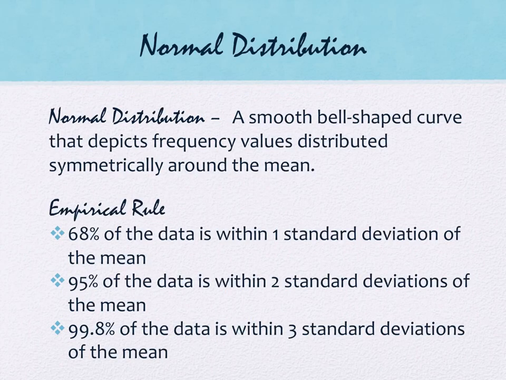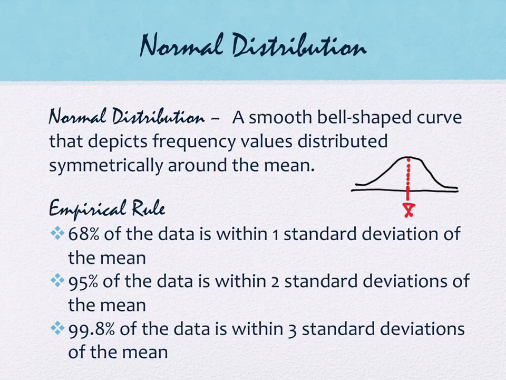All right. So all of this, at least the standard deviation step, is leading up to something called the normal distribution. The normal distribution is what you've probably heard of before as the bell curve, okay? So this is a smooth bell-shaped curve. Looks like this. That's not great, but you got the idea, I hope. And it depicts the values distributed symmetrically around the mean. So right here in the middle, that's the mean, and things are symmetrically distributed around it.